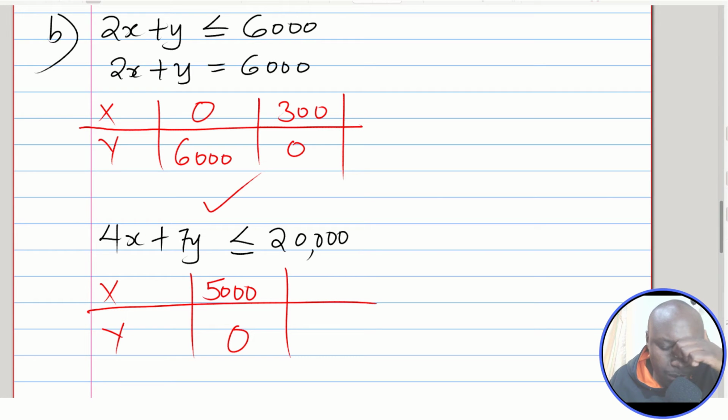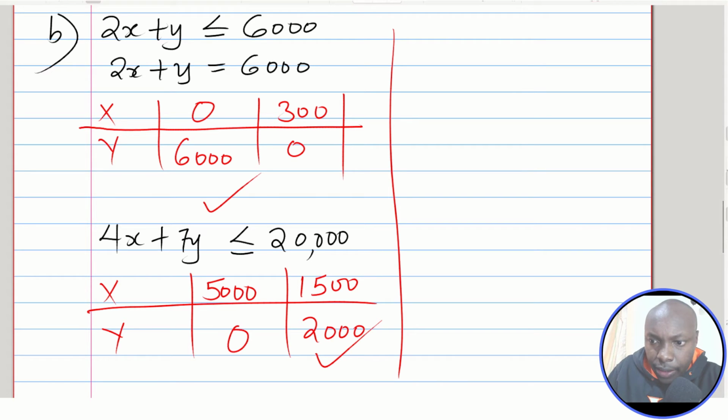Then what about when y is 2,000? You can use any value provided to just not disturb you when you're plotting. When y is 2,000, this will be 8,000 and 12,000, so x will be 1,500 when y is 2,000. So these two will help us to plot that.